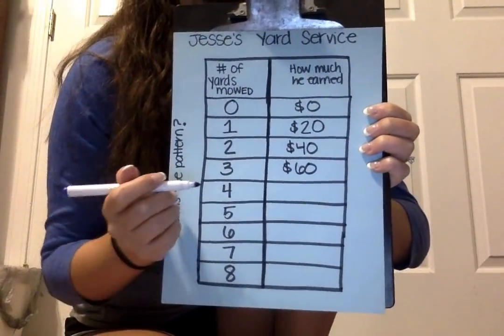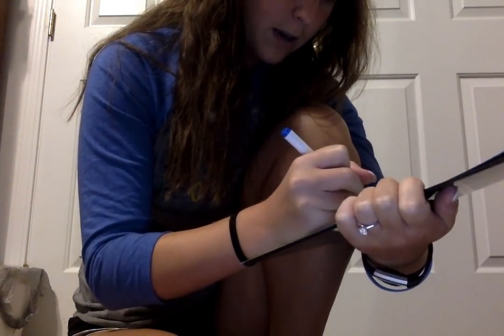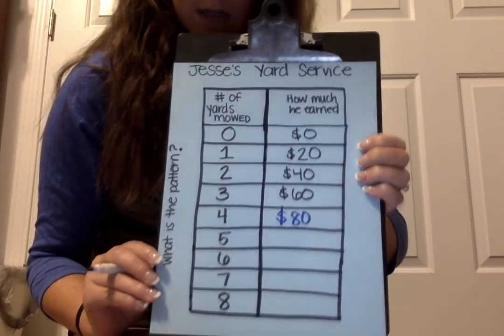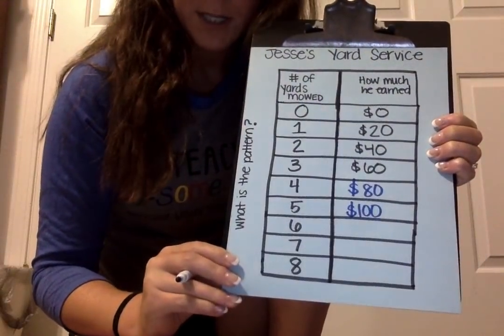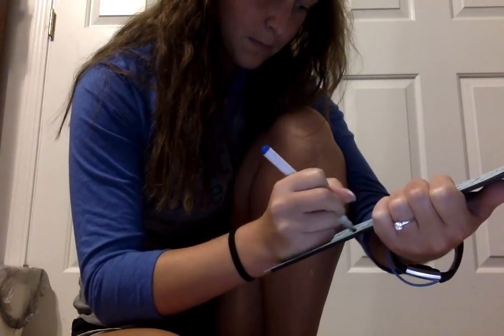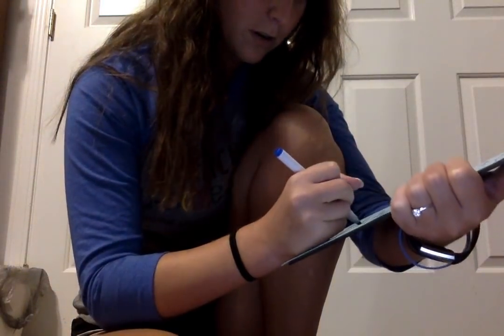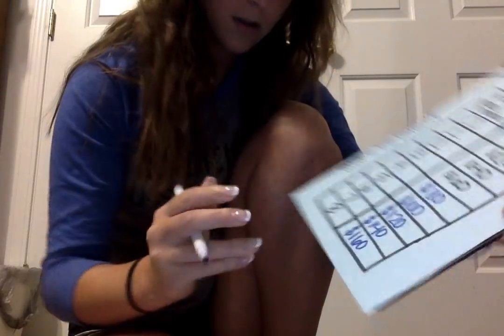So if I continue to do this on down, I'm going to scoot a little bit closer. If I continue to do this on down, 4 times 20 is 80. So he would earn $80 for 4 yards. 5 times 20 is 100, so he would earn $100 for 5 yards. For 6 yards, 6 times 20 would be 120. And then we have 7 yards and 8 yards. So for 7 yards, he would earn 140, and for 8 yards, he would earn $160.